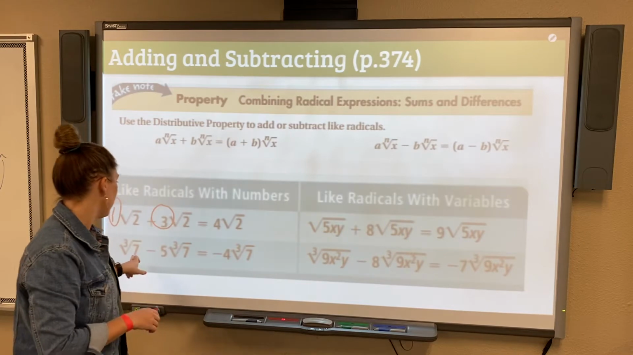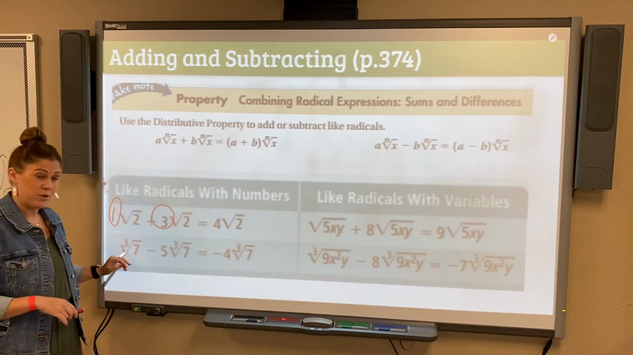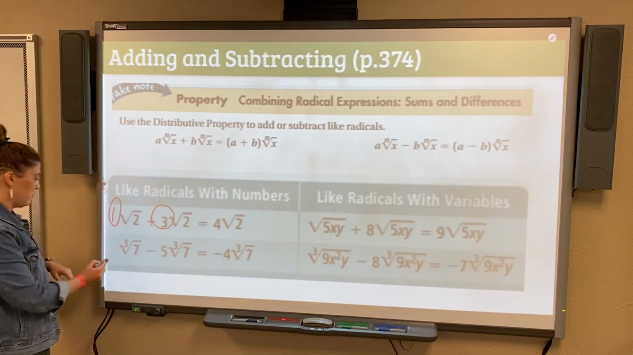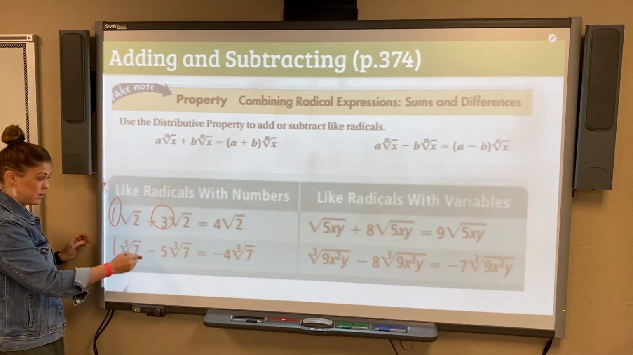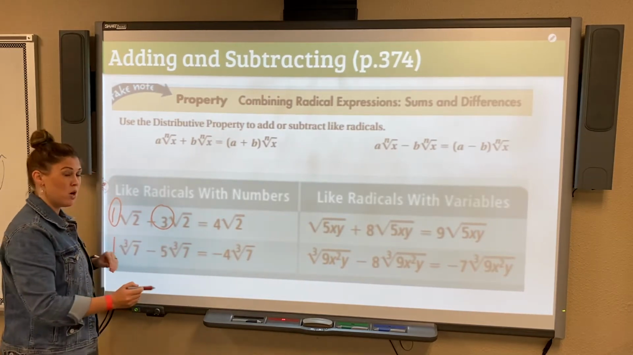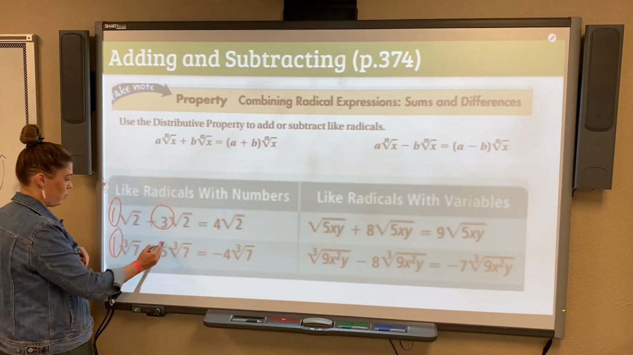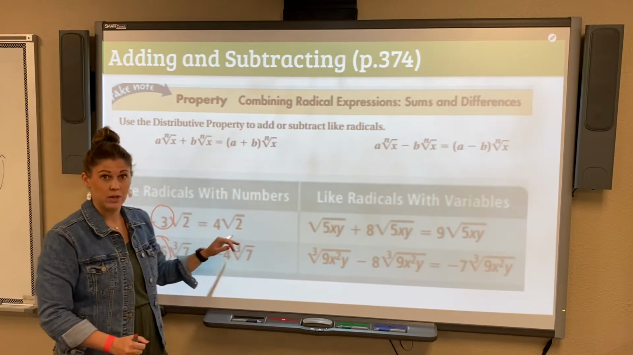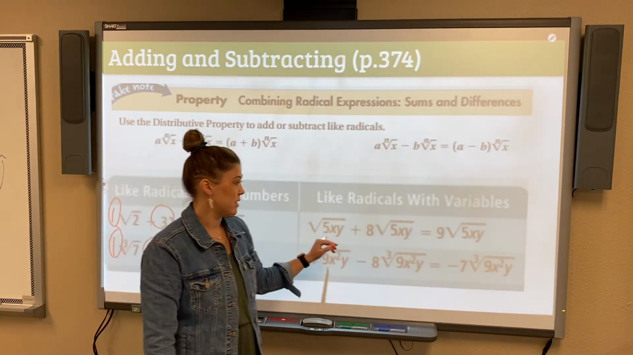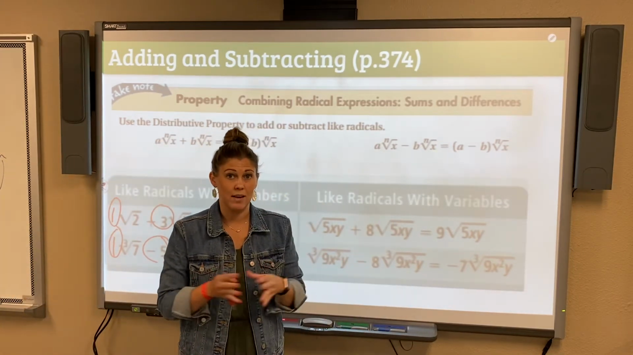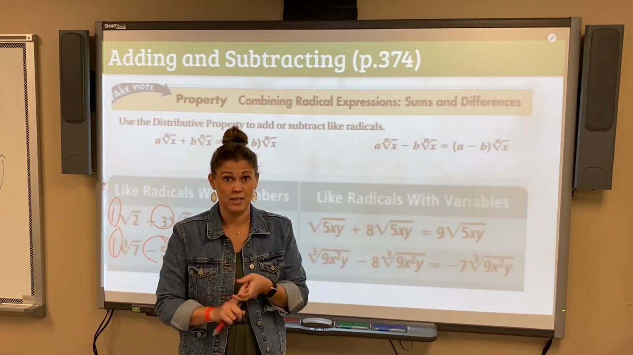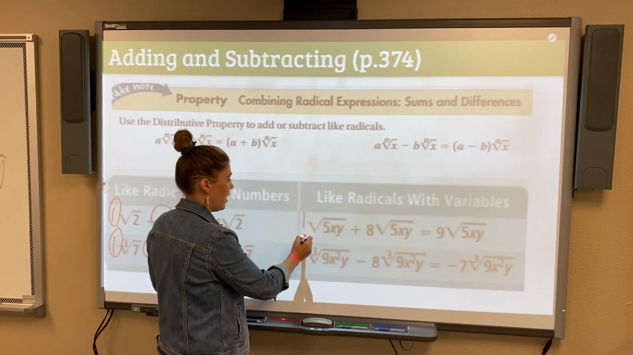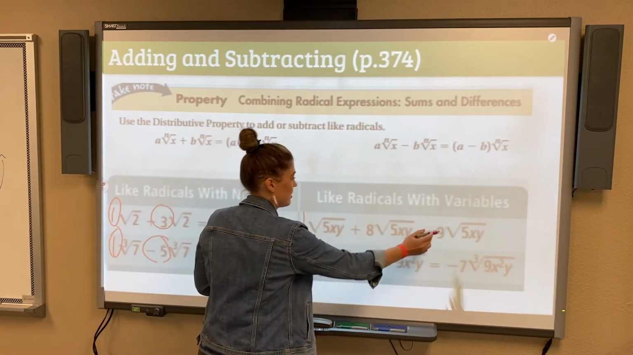Here we have the index is 3, so cube root of 7 minus 5 cube root of 7. Invisible 1 here. Since the cube root 7 and the cube root 7 are the same, we just take our numbers out front, the 1 minus 5, negative 4, and then we keep the cube root of 7. Same as if we have 5xy: as long as everything under the radical and the index is the same, you can combine. Here we have a 1, these are the same, 1 plus 8 is 9.